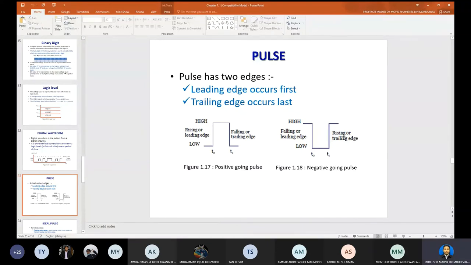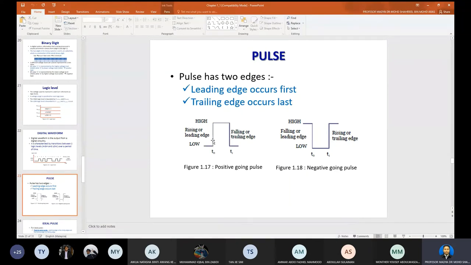For the pulse, we have two edges that you have to remember. We have the positive going pulse and the negative going pulse. For the positive going pulse, you have to remember from 0 to 1. That is what we call the positive going pulse. That means from 0 to 1, or from low to high. You can see this one. And then for the negative going pulse, from high to low. That means from 1 to 0. This one we call the negative going pulse.